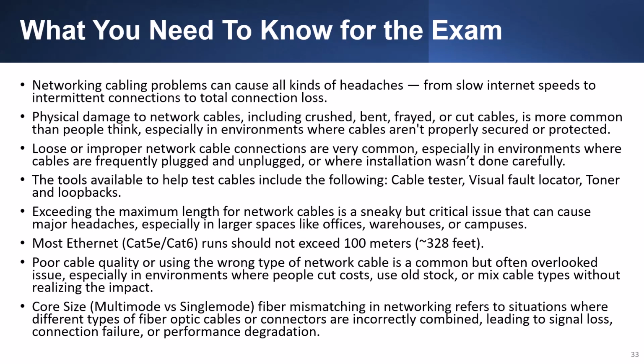In summary, networking cabling problems can cause all kinds of headaches, from slow internet speeds to intermittent connections to total connection loss. Physical damage to network cables, including crushed, bent, frayed, or cut cables, is more common than people think, especially in environments where cables aren't properly secured or protected. Loose or improper network cable connections are very common, especially in environments where cables are frequently plugged and unplugged or where installation wasn't done carefully.